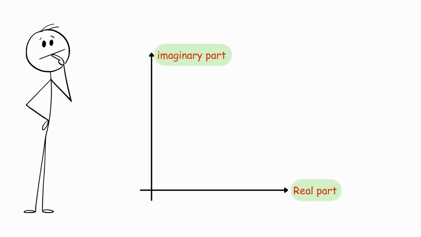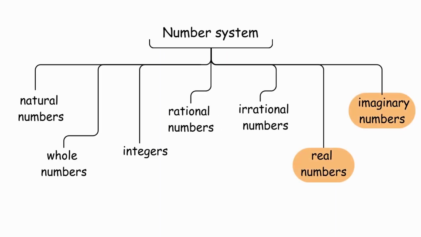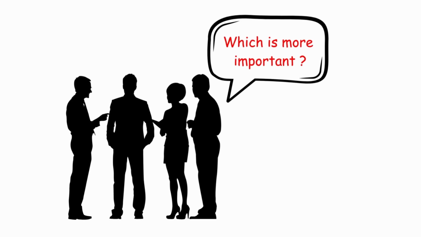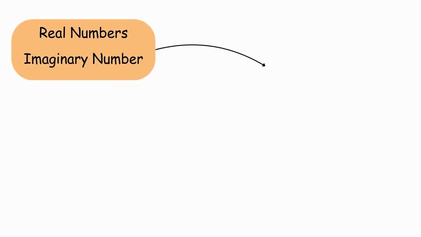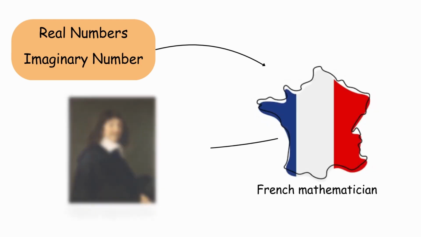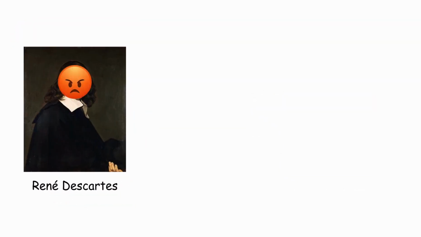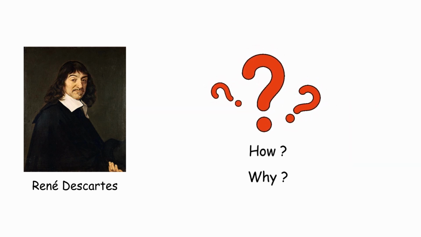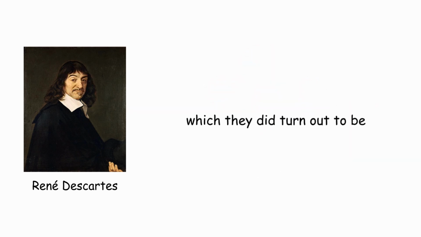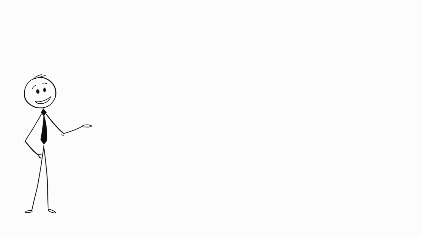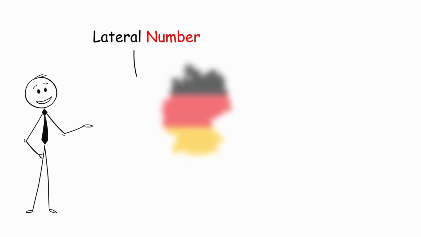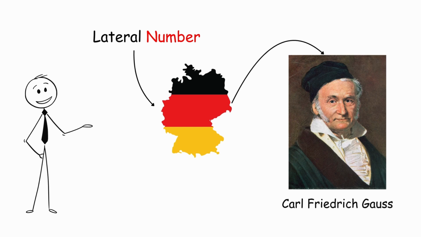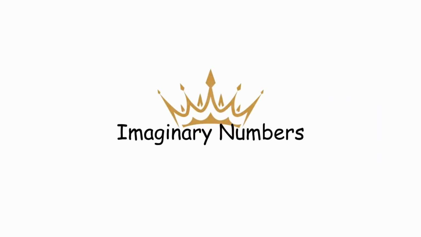Note that the names here are rather poorly fitting. Despite the names real number and imaginary number, mathematicians don't actually consider either one to be more or less real than the other. In fact, the names were invented by a French mathematician called René Descartes, who genuinely hated the concept of imaginary numbers, not understanding how or why they would be useful, which they did turn out to be. Other names have been proposed, like lateral number by German mathematician Carl Friedrich Gauss, but imaginary number remains standard.